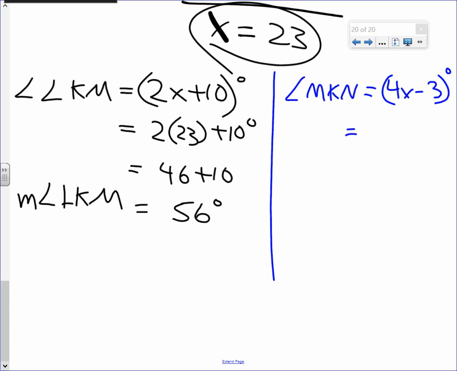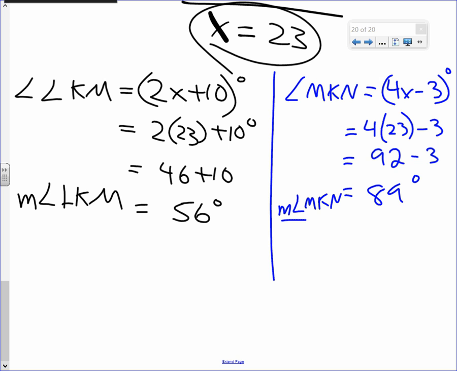Equals, wherever I see x, we know what x is. It's 23. So 4 times 23 minus 3. Is it 92? Yeah, 92 minus 3, because 4 times 23 is 92. 92 minus 3 is 89. We're rocking and rolling. So the measure of angle MKN is 89 degrees. So this is our answer. That was the mission, and this is our answer.